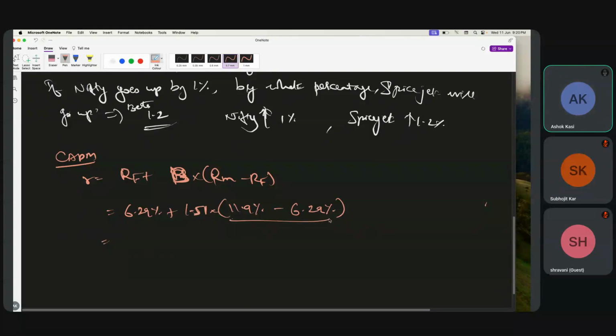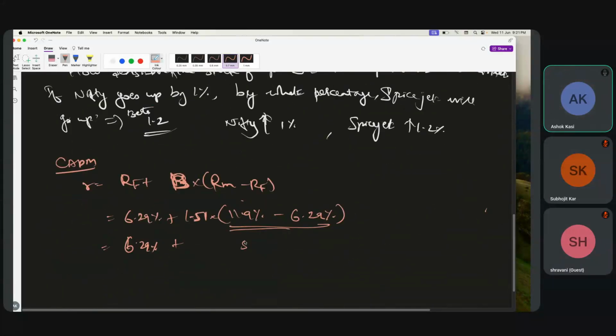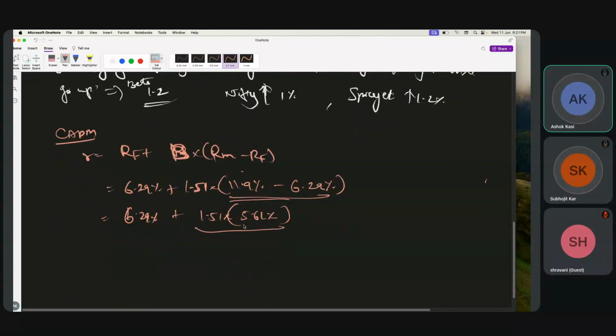Now how to calculate this? How much is this extra from the market? It has given 5.61 percentage. But the risk in Indigo is higher, 1.51. Just multiply these two numbers: 1.51 into 5.61 percentage. So the final answer I got is 14.7611 percentage. The market is giving 11.9, but you should expect 14.76. Why so? Because you are taking more risk than the market.